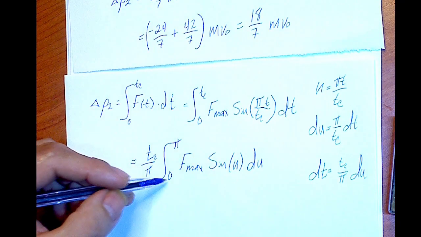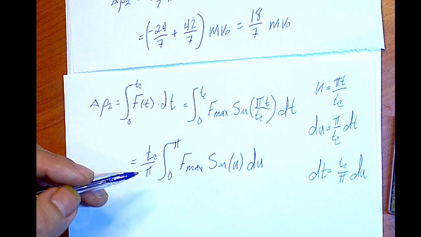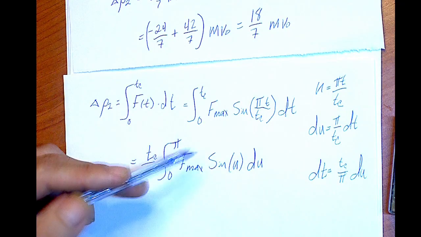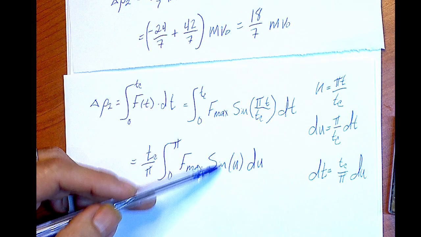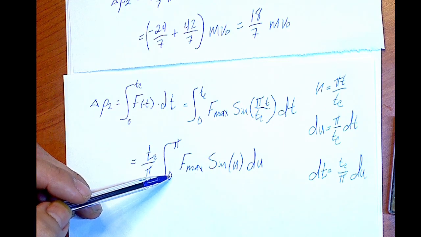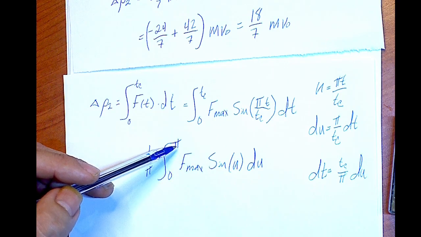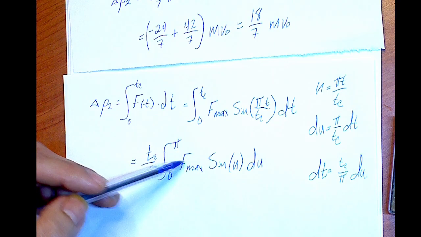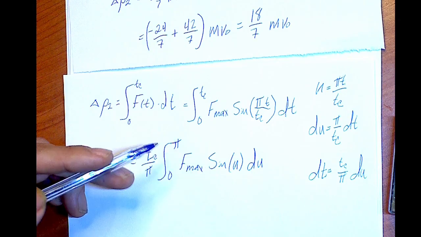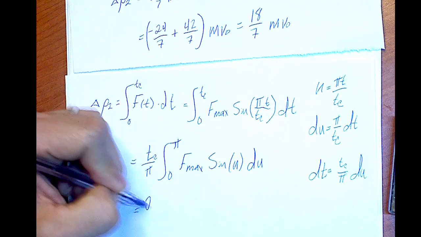And of course, the integral from 0 to pi of sine of u du is 2. I don't know if you need to see that because the integral of sine is cosine. The cosine of 0 is 1. The cosine of pi is -1. 1 minus -1 is 2. Hopefully that's familiar to you at this point. But I'm just going to move on from there.